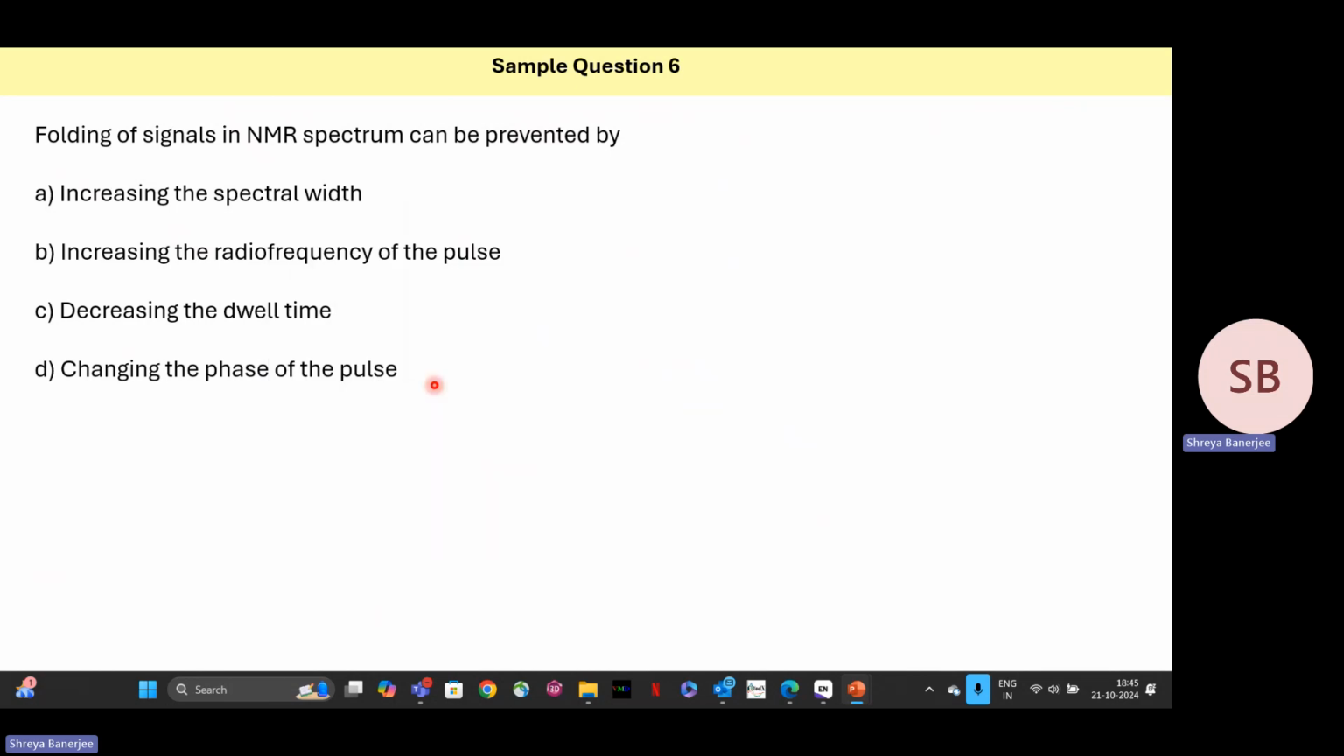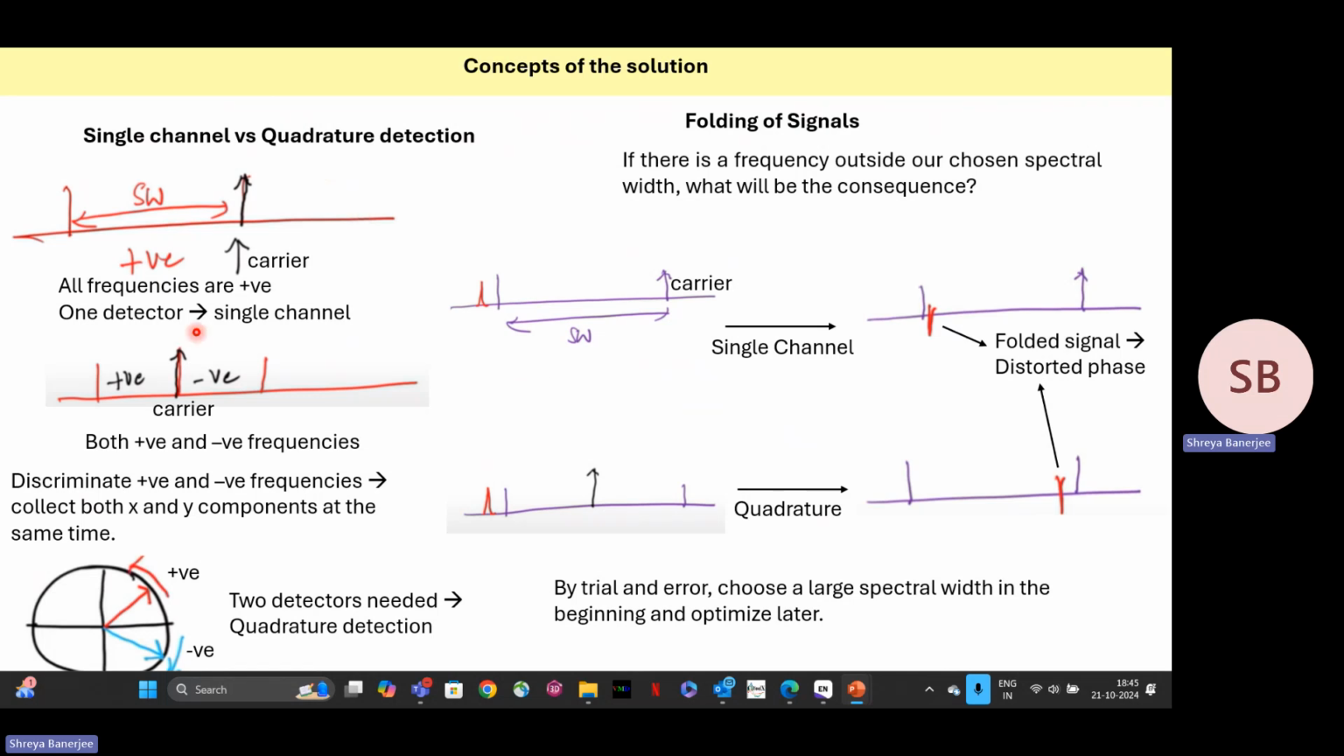We will move to the next question. It is asking, the folding in signal in NMR spectrum can be prevented by what? We will look into a few features of the NMR spectra. There is something called single channel versus quadrature detection. In single channel detection, what happens?